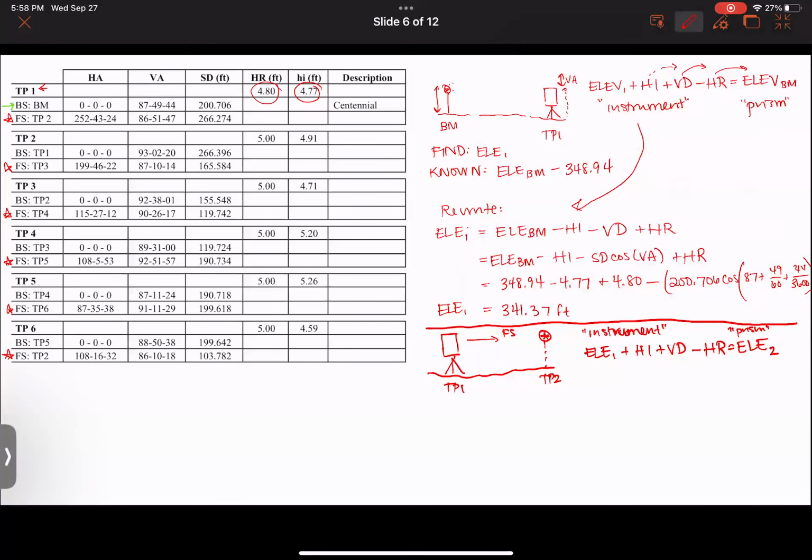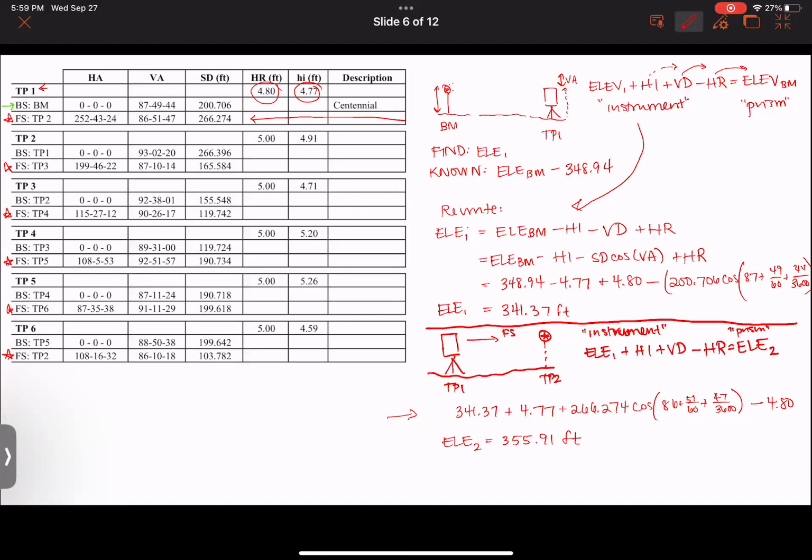I am taking stuff from this line, the foresight to TP2. 341.37 plus my instrument height, again, is 4.77. My vertical distance is going to be my slope distance, 266.274, times cosine of my vertical angle, 86 plus 51 over 60 plus 47 over 3600, minus my rod height, which is 4.80. And if you do this, you will find that elevation at point 2, or TP2, is equal to 355.91 feet.